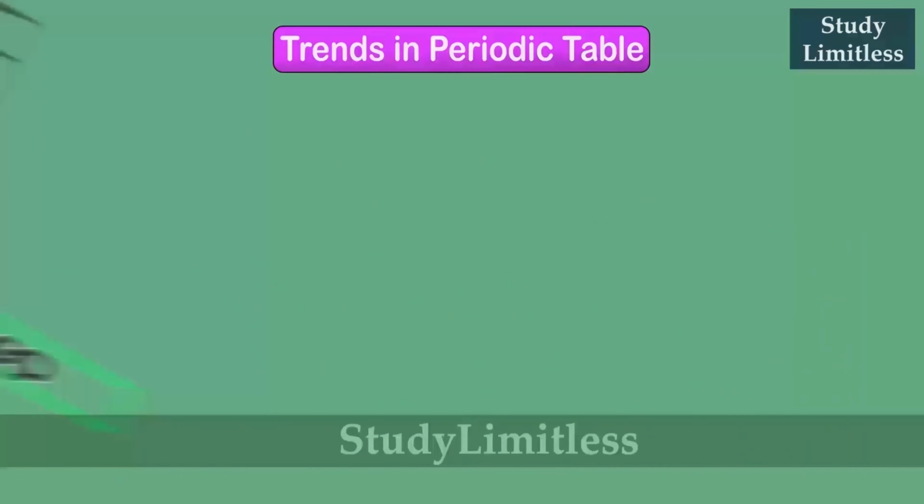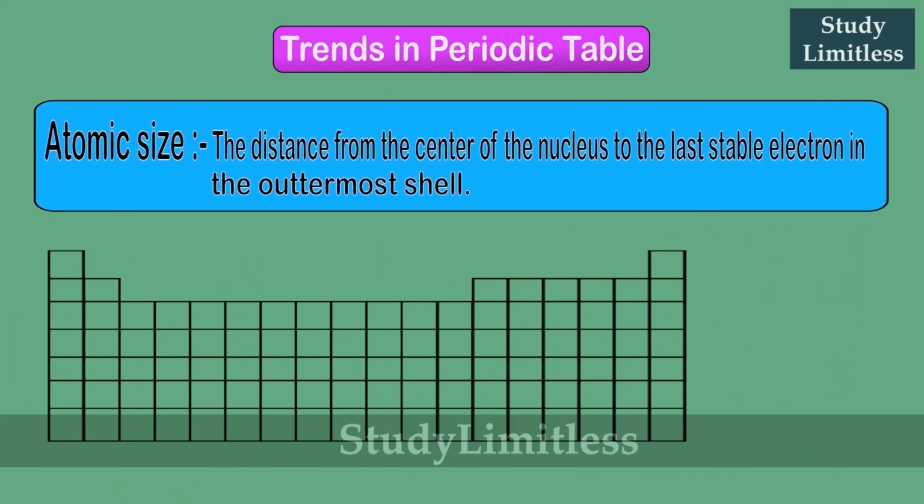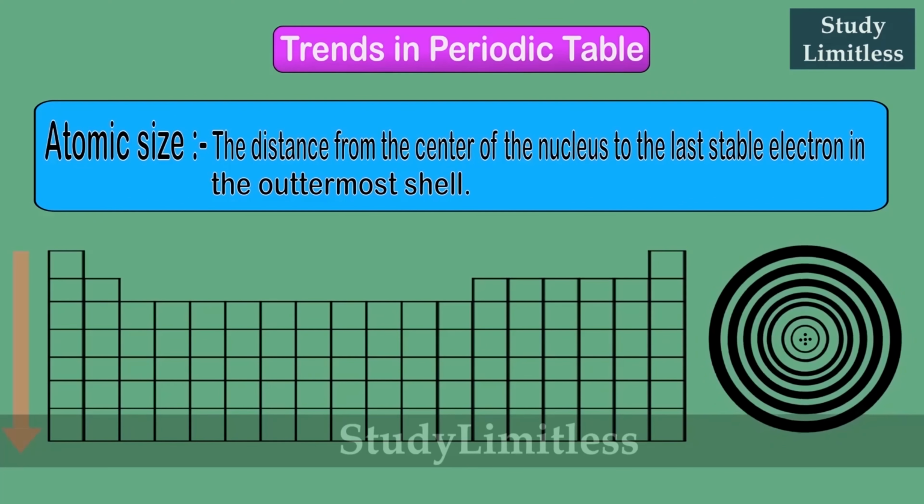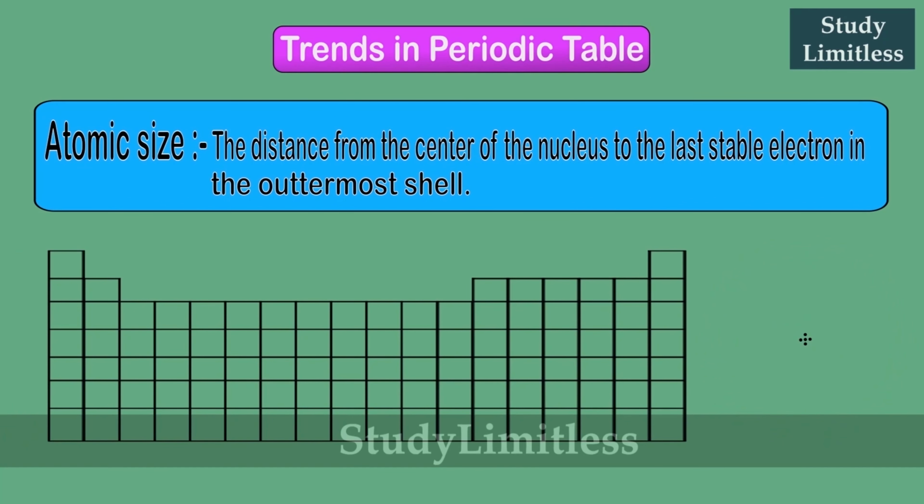Now the next concept is about the atomic size. The atomic size is nothing but the distance from the middle of the nucleus to the last stable electron in the valence shell. As you move down the periodic table, you would see that elements have more protons and they gain something that is called an electron energy shell. So the atom becomes larger.